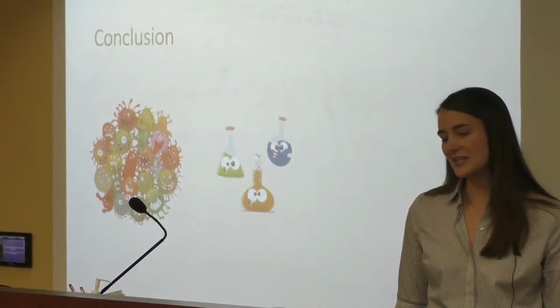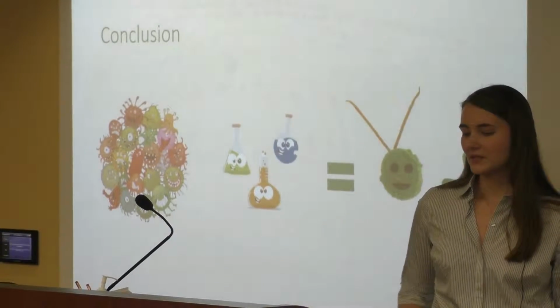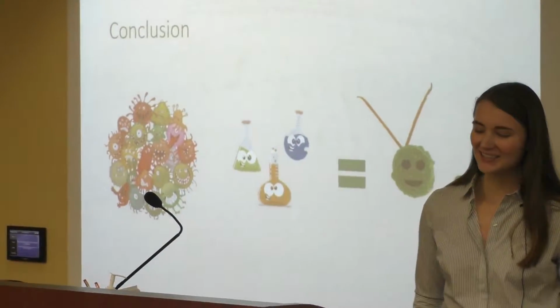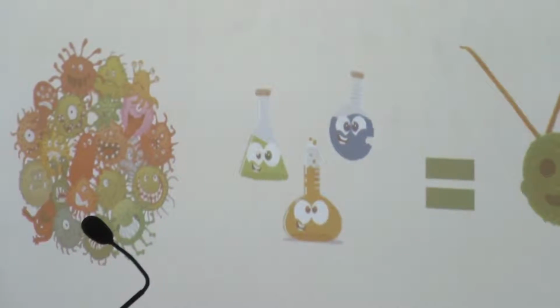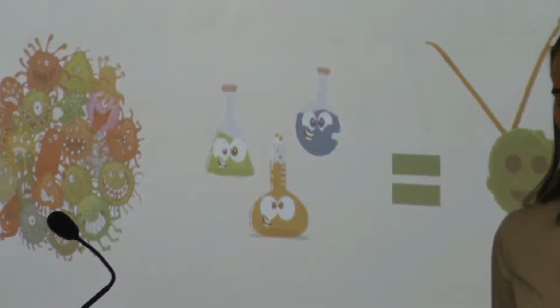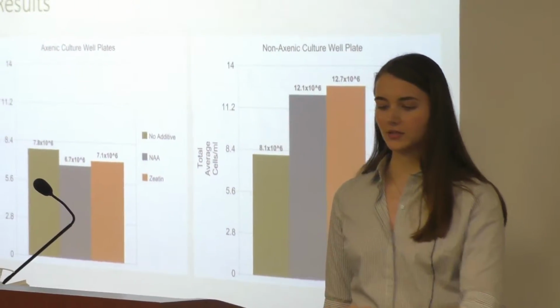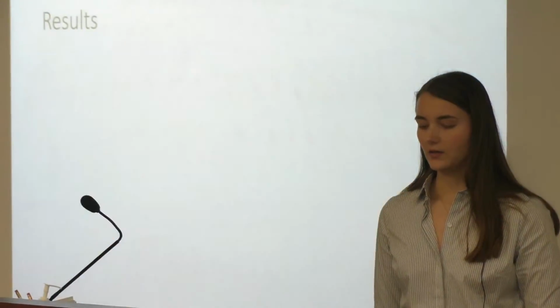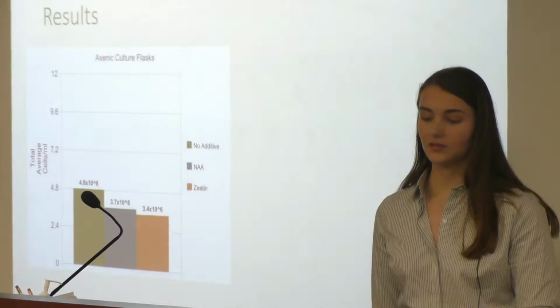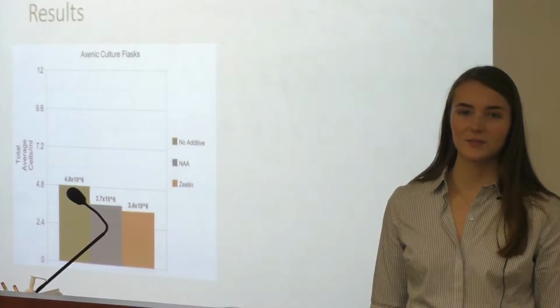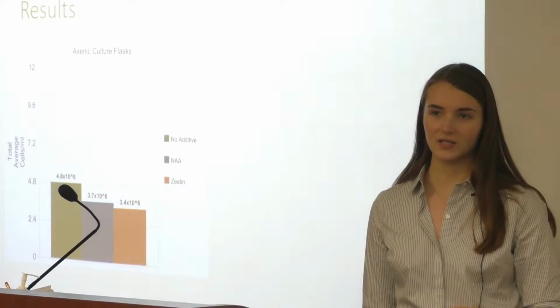So this is my conclusion. Bacteria plus the additives are good for algae growth. Also, I forgot to point this out. If you notice in the well plates, the growth for the axenic culture was a little bit higher than it was in the axenic culture for the flasks. This is because there was some contamination over time, so here's some free advice. Don't put everything in the same well plate, especially if you're trying to keep it sterile.